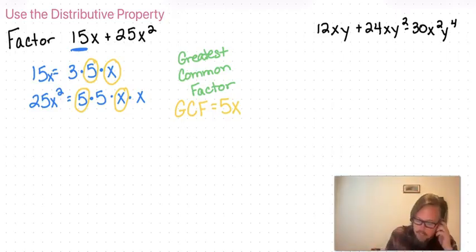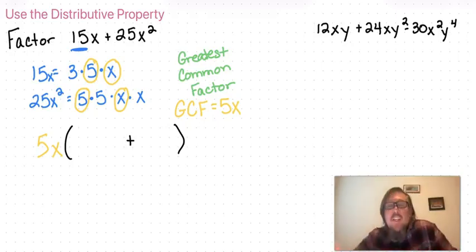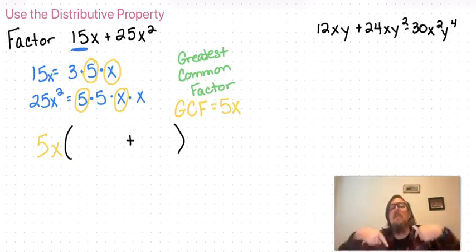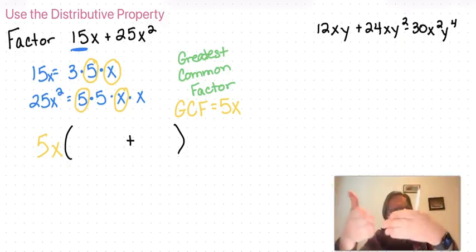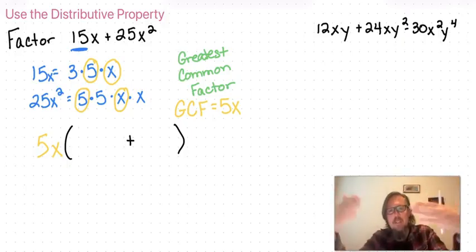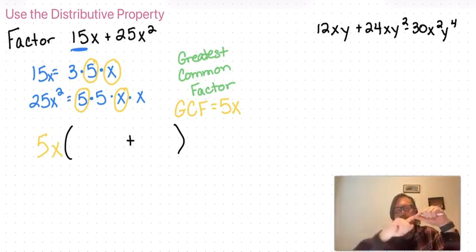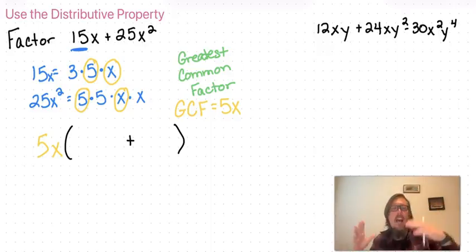Okay, so here's how we write this. We're going to do 5x, and then we're going to do a set of parentheses. And inside the parentheses, there are going to be two things separated by a plus sign. How do I know there are going to be two things separated by a plus sign? Because the problem was two things separated by a plus sign. The problem had two terms with a plus sign in the middle, so the parentheses are going to have two terms with a plus sign in the middle. Think of factoring in this case as being like the distributive property in reverse. I'm trying to set up a distributive property problem so that after I do the distributive property, I get 15x plus 25x squared.